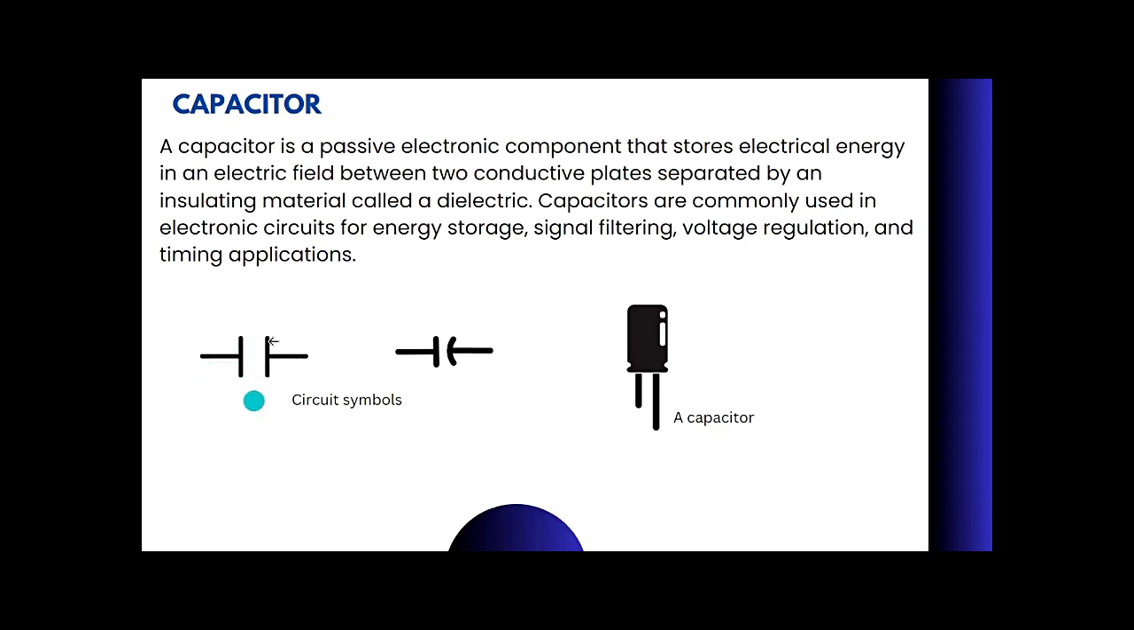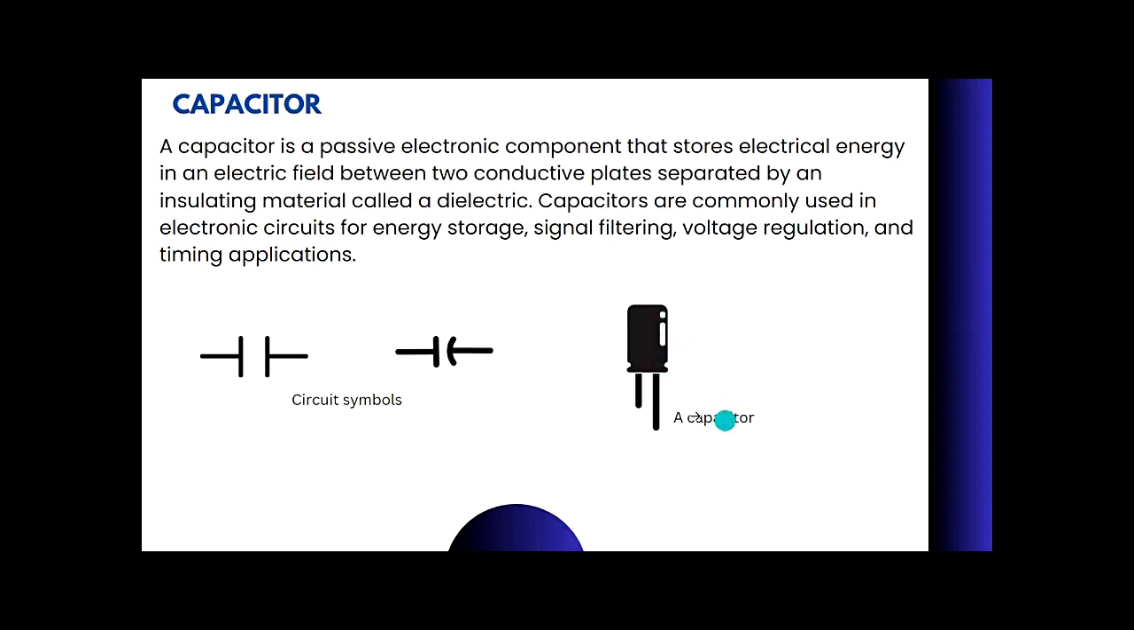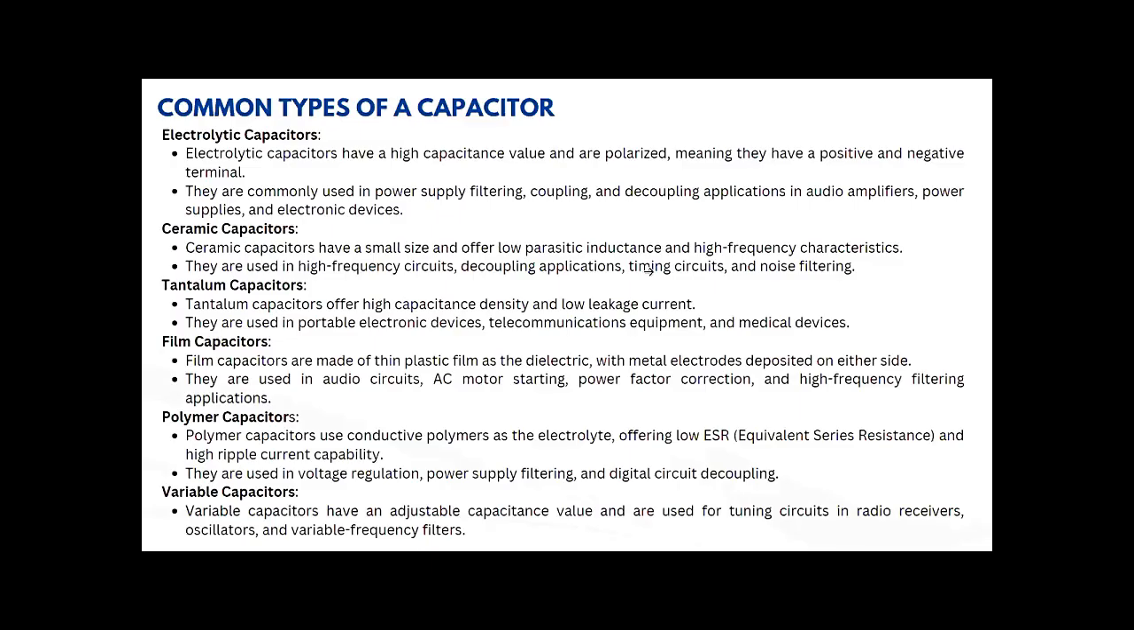This circuit symbol is different from this. This one is for a non-polarized capacitor, meaning it doesn't have positive or negative sides. And this one is for a polarized capacitor, which has both positive and negative sides. This is an example of a polarized capacitor, called an electrolytic capacitor. They have both negative and positive terminals, and the terminals are separated by a material called a dielectric.